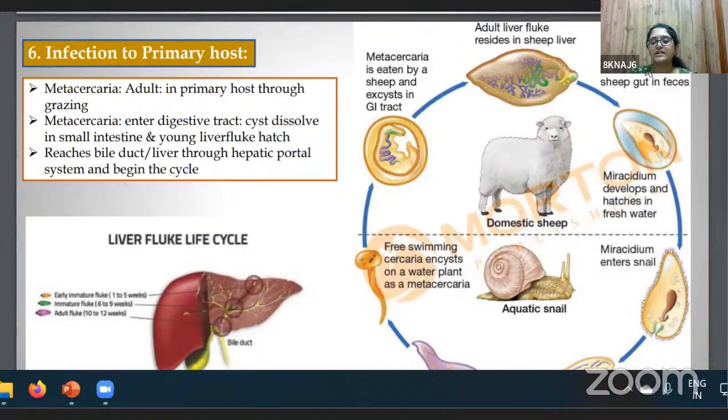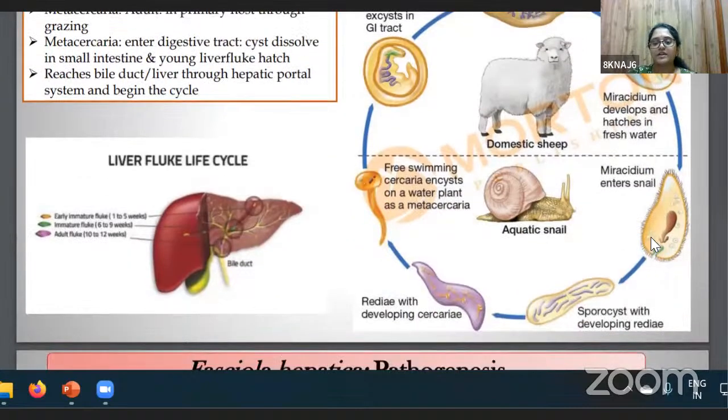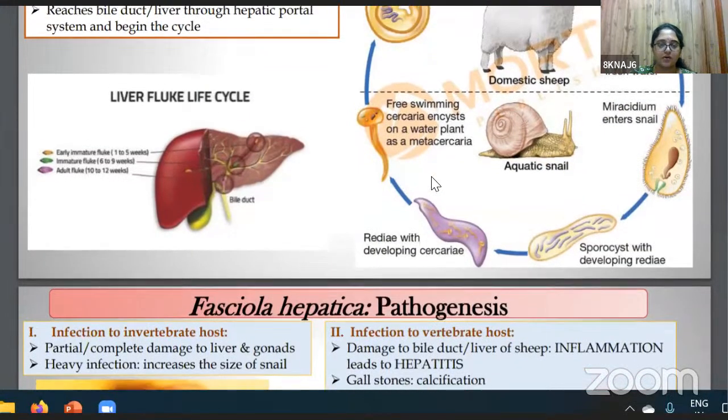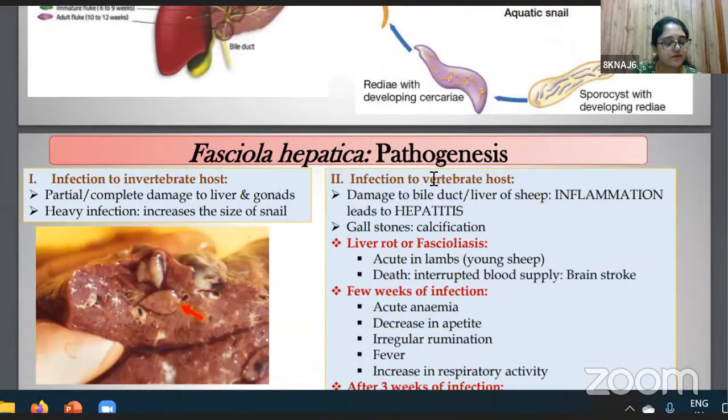And again, the eggs containing the Miracidium leave the sheep gut through the feces. The Miracidium larva develops and hatches in the water. This enters the snail, the aquatic snail Limnaea. In the snail, there is the sporocyst with developing rediae. Rediae develop into the Cercaria, a free swimming form, which loses the tail to form the Metacercaria. This is how it takes place in the host. Primary infection.